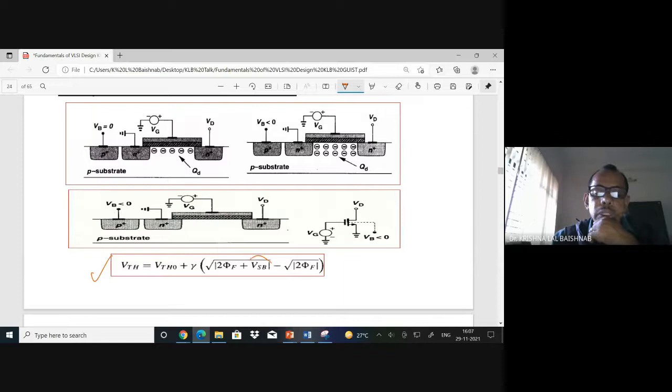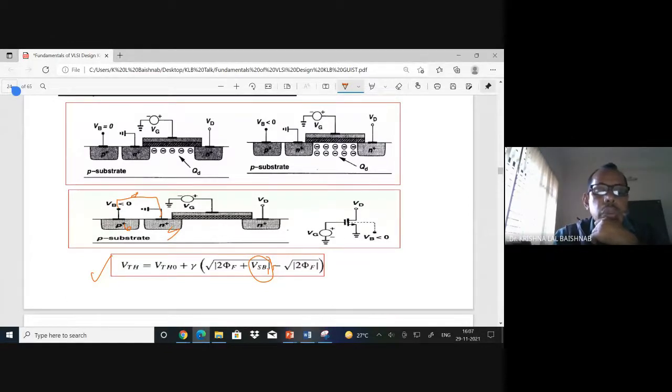See that SB is 0, so everything is 0. So VTH equal to VT0. But SB is some voltage. SB means source and body. I hope you understood what is source and body. This is my source, this is my body. If I have some sort of voltage over there, then it's risky. But if I short it, then there is no body effect. Okay, this is the meaning.